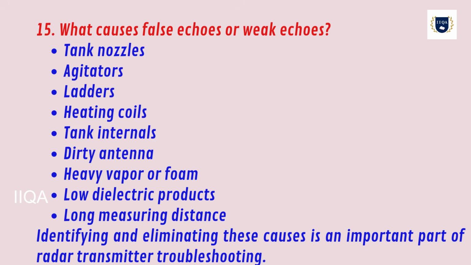What causes false echoes or weak echoes? Tank nozzles, agitators, ladders, heating coils, tank internals, dirty antenna, heavy vapor or foam, low dielectric products, long measuring distance. Identifying and eliminating these causes is an important part of radar transmitter troubleshooting.